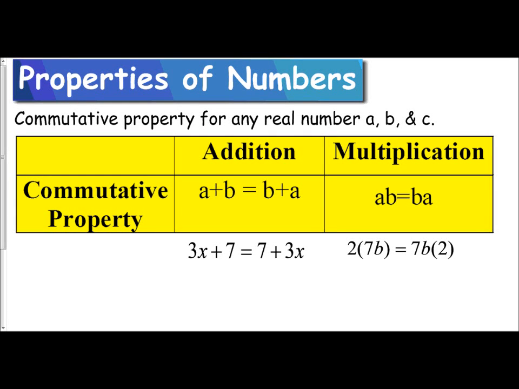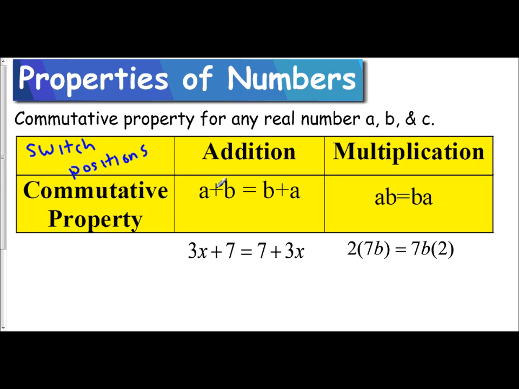Let's examine the properties of real numbers. We're going to be looking at 5 different properties of numbers, the first of which is the commutative property. Now, the commutative property says that it doesn't matter the order that you add or multiply numbers together, you're going to get the same result.